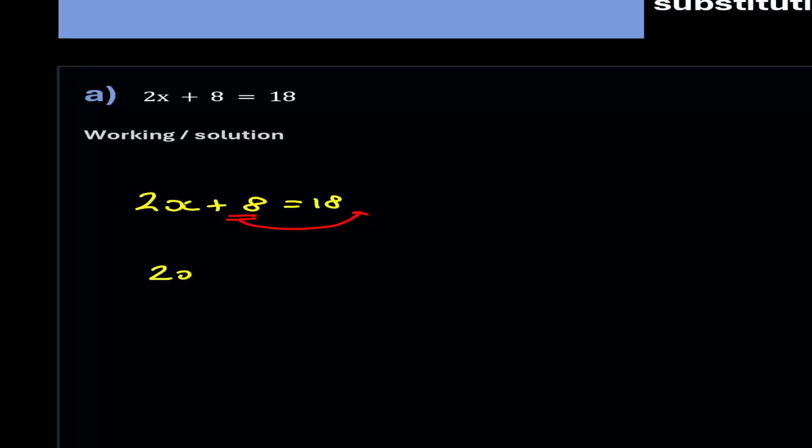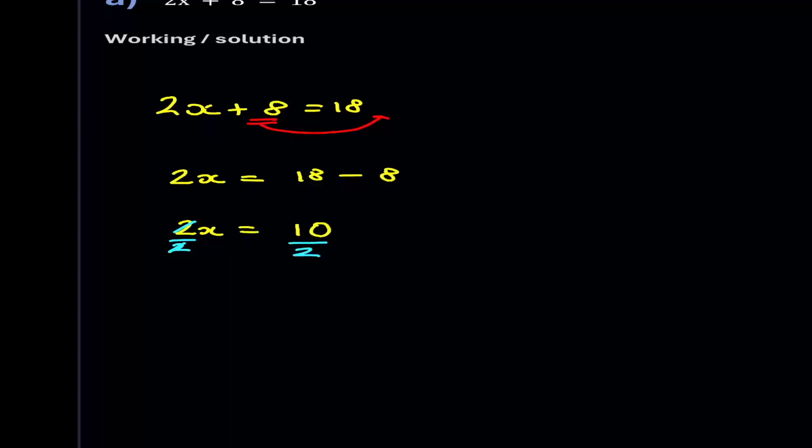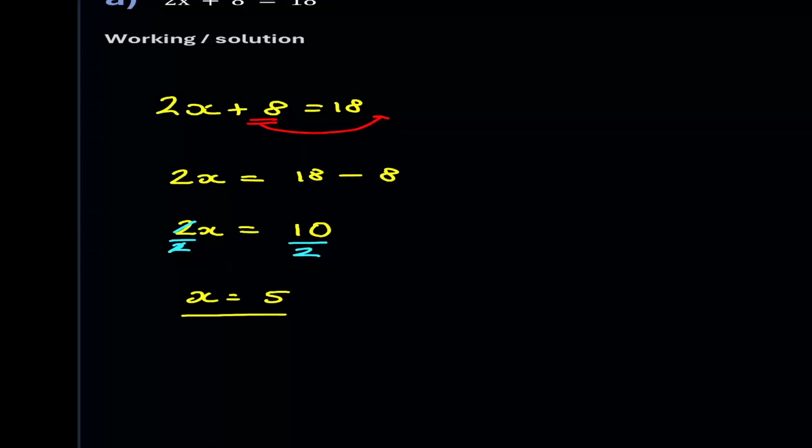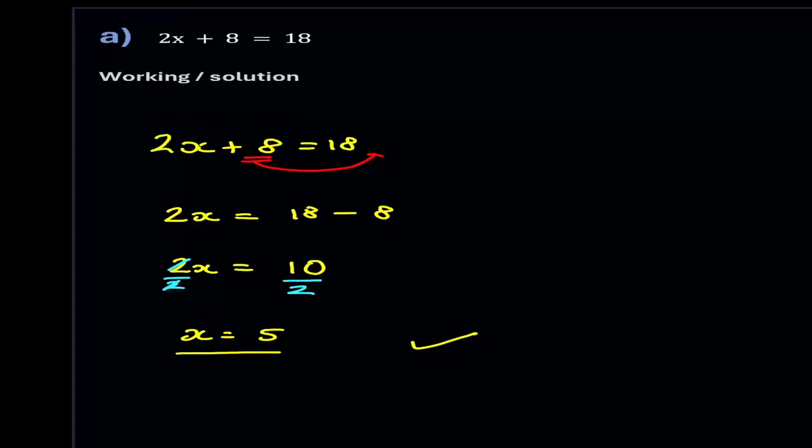So 2x is left over here. And we would have 18 take 8. 18 take 8 is 10. So 2x equals to 10. Then we're trying to get rid of this 2. So we're going to divide both sides by 2. That leaves me with just x on this side. 10 divided by 2 is 5. Nice. That one was nice and easy.